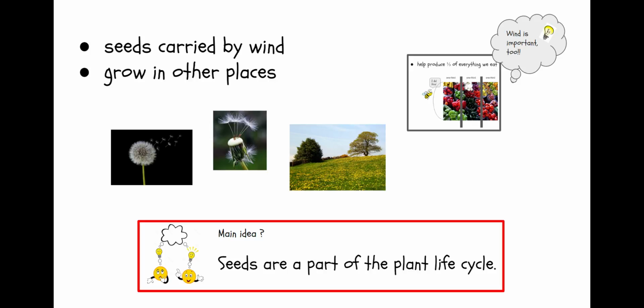So I'm thinking about that dandelion and all those little tiny seeds that are flying off into the wind and how they cover the entire field and so many new dandelion plants, and how that wind was important, as well as the bees. I learned about the bees in our other book, and now I'm learning about the wind. And that main idea that it came up with was seeds are a part of the plant life cycle.